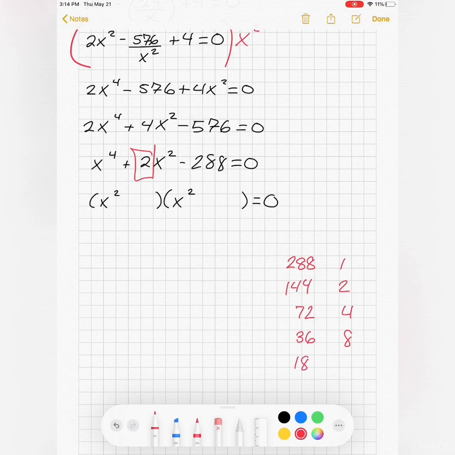Oh, look at that. What about 18 and 16 then? Will that work? Plus 18 minus 16? That looks like that would work. So x squared cannot be negative, so it must be that x is plus or minus 4.